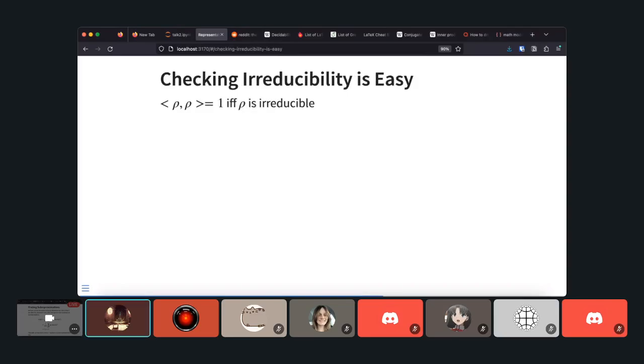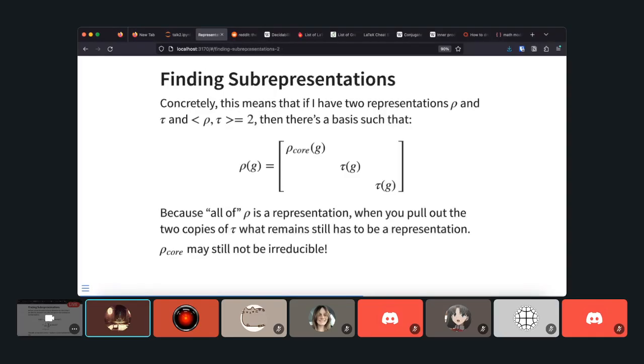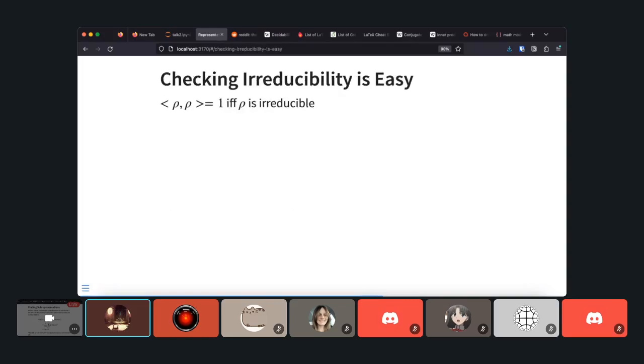We don't know that rho core is irreducible, but it's actually really easy to check, because for any representation we can check if it's irreducible by just taking the inner product with itself.